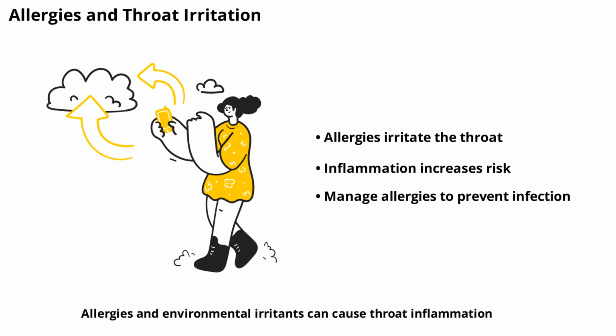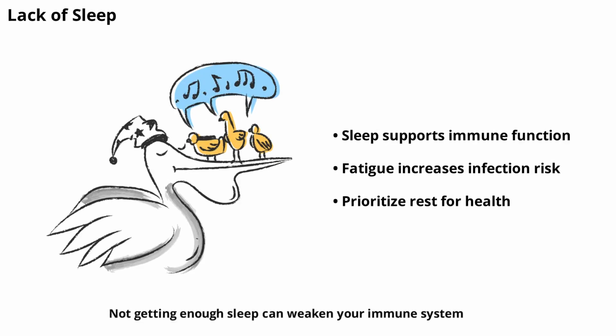Allergies and environmental irritants can cause throat inflammation, making it more susceptible to bacterial infections like strep throat. Managing allergies and avoiding known irritants can help keep your throat healthy and less prone to infection. Not getting enough sleep can weaken your immune system, making you more vulnerable to infections like strep throat. Prioritizing good sleep hygiene and ensuring adequate rest each night supports your body's ability to fight off bacteria.